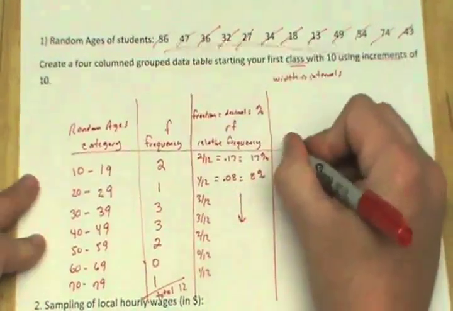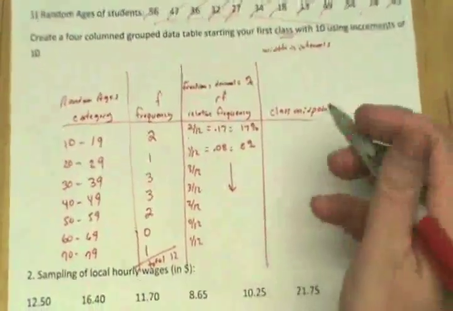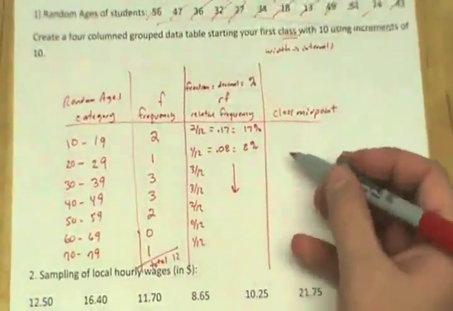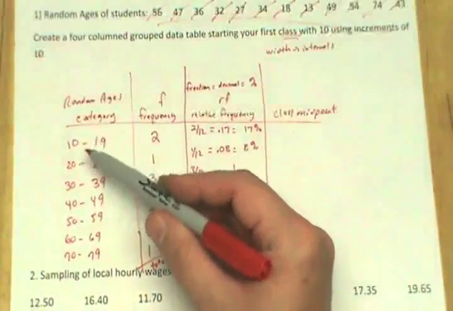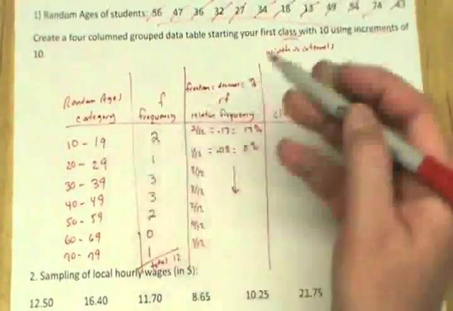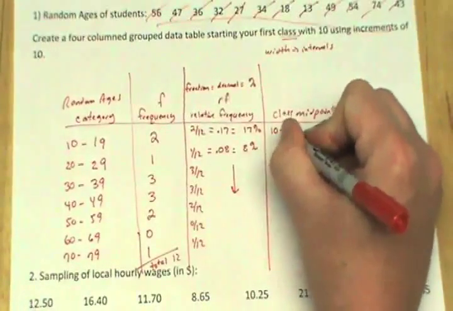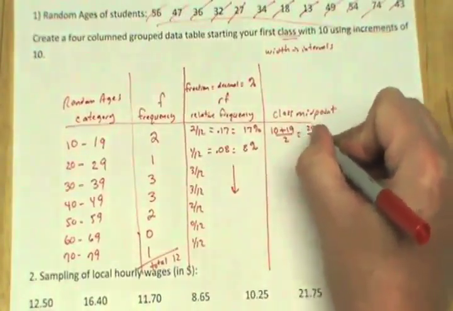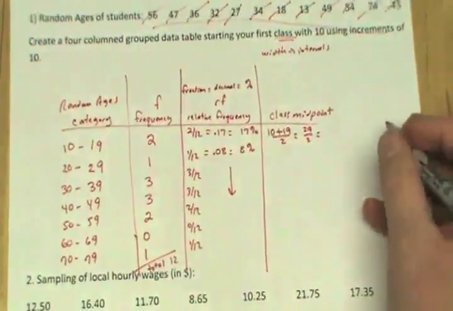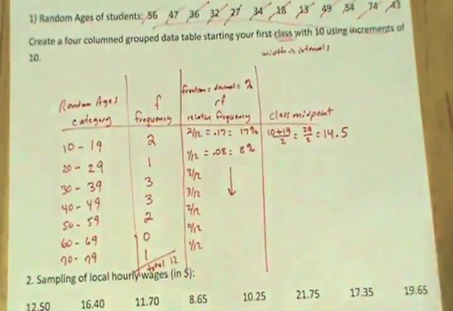The last column is called the class midpoint column. The class midpoint is the middle of each class, and we're going to be using that in another lesson, so it's nice to have it now. So 10 to 19, what is the middle value between 10 and 19? If you know right off the top of your head, that's great. If you don't, then the easy way to do it is take the lower number of the class, which is 10, add the higher number, which is 19, and divide by 2. 10 and 19 gives you 29. 29 divided by 2 gives you 14.5.